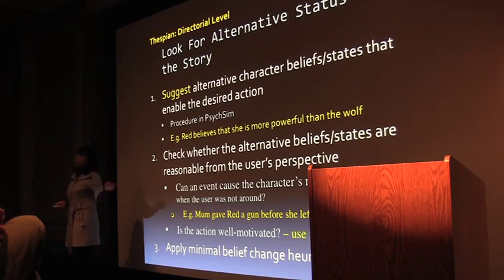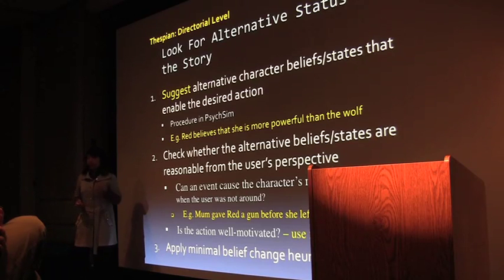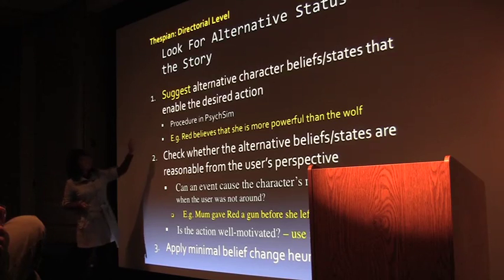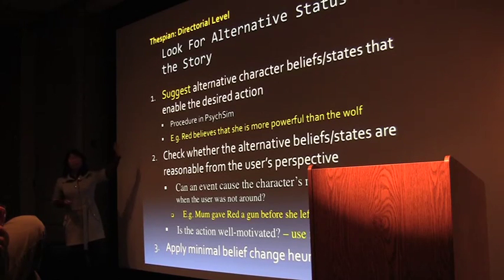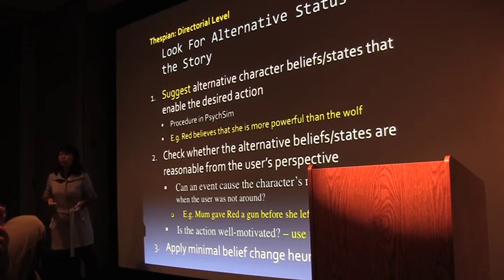So still, it goes back to our agent model. In our agent model, there's a function that we took from the underlying SexSim system that can give suggestions to the human user or automatic program on how the current status of the story or of the character can be changed in a certain way so that the desired action can happen. So this is an automated procedure. I wouldn't be able to go into details here in this talk. But for example, the outcome from this procedure could be that if Red thinks that she is more powerful than the wolf, then it's possible for her to make a decision of killing the wolf at this moment.